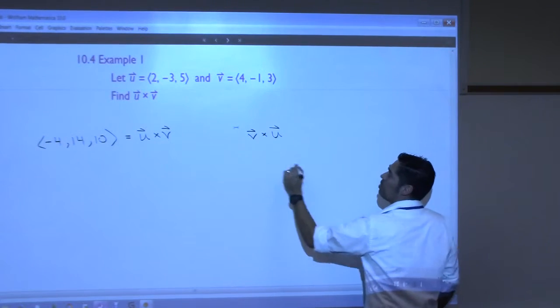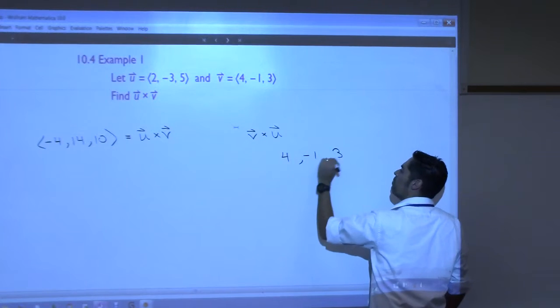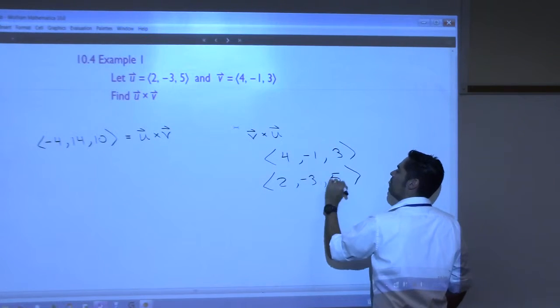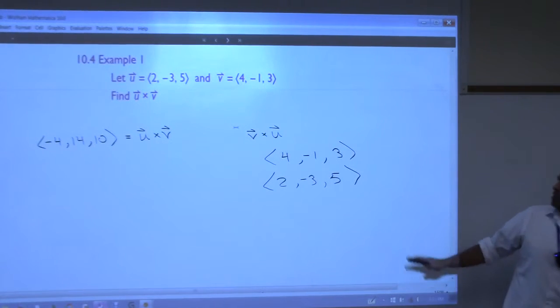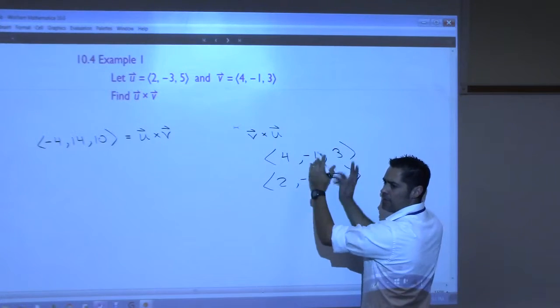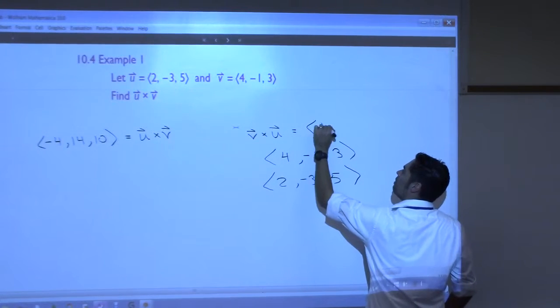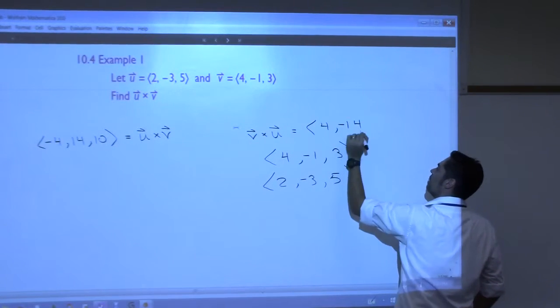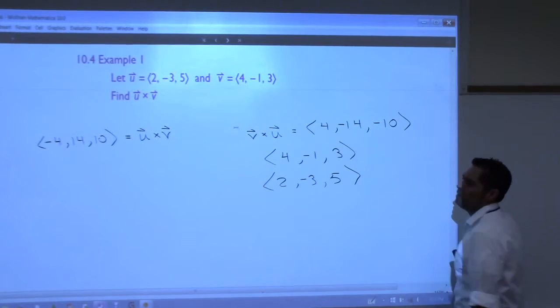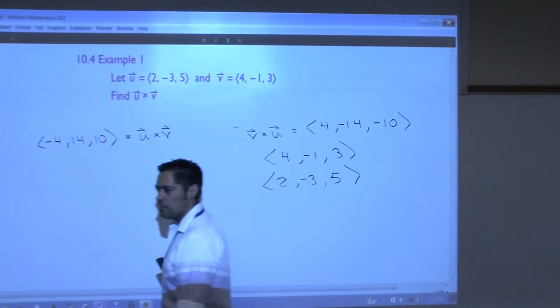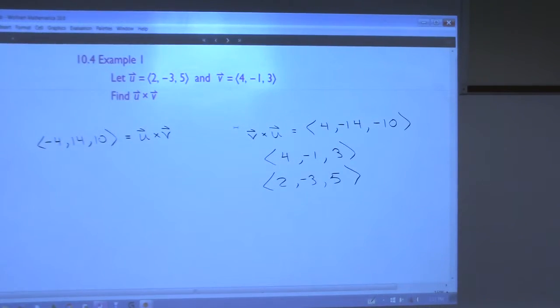Yeah, if you do it the way I just showed you, the 4, negative 1, 3 would be the one on top, right? And the one on the bottom would be 2, negative 3, and 5. And so you would still go through the same thing. You'd cover and do that thing. And if you did it, your answer would turn out to be 4, negative 14, negative 10. Which means what? They're not the same, right? They're not the same, but they are what? They're opposites. They're parallel. They're actually pointed in the opposite direction.